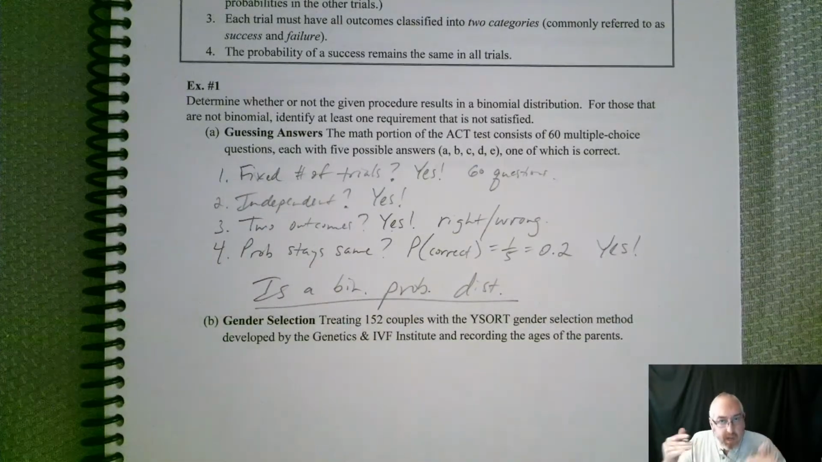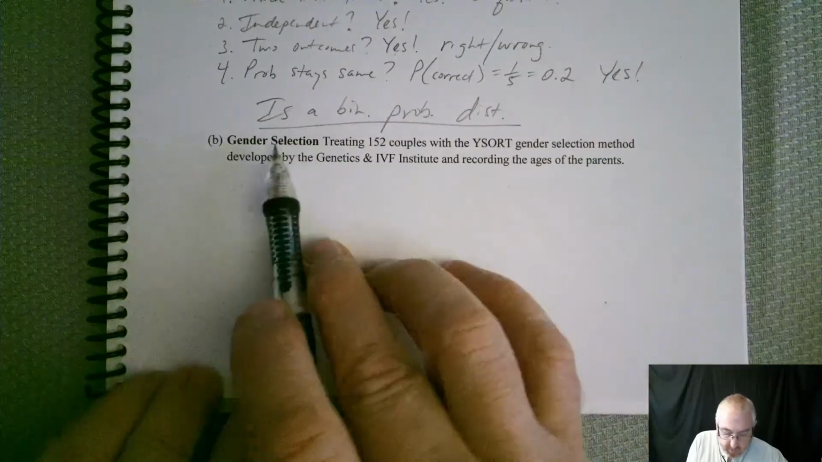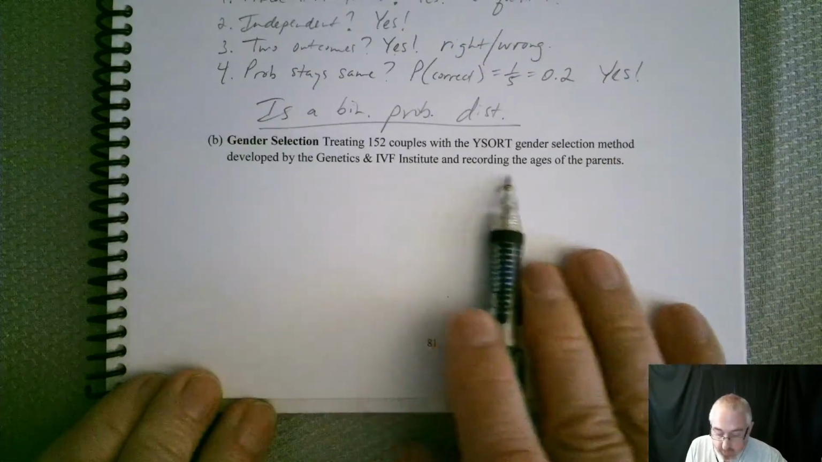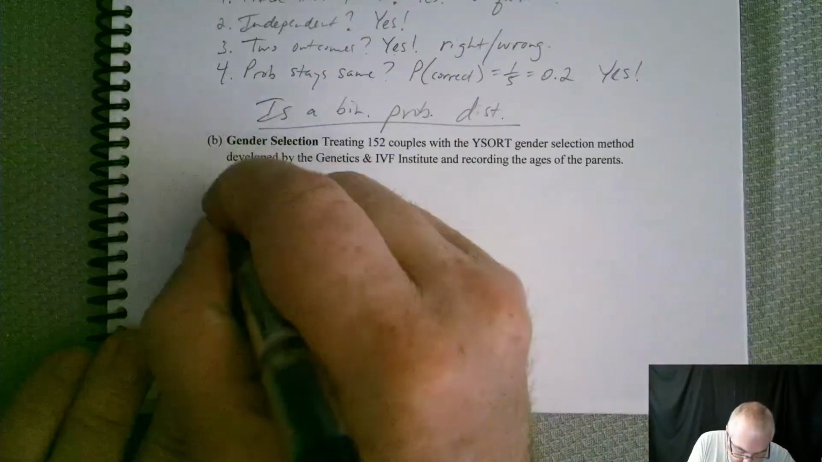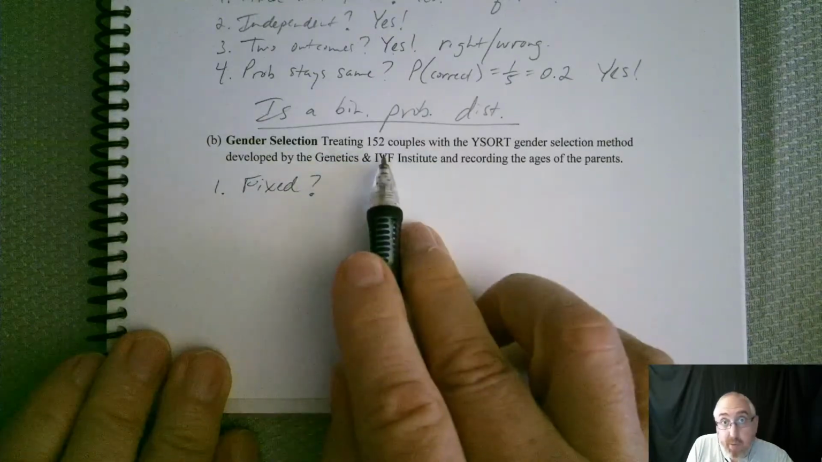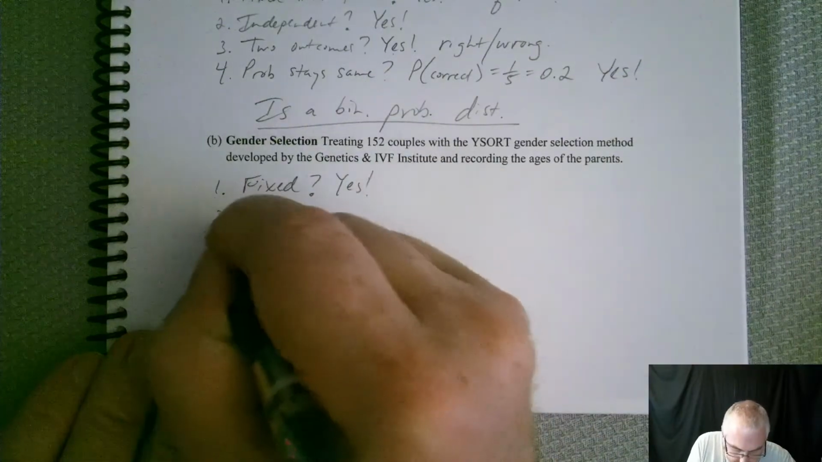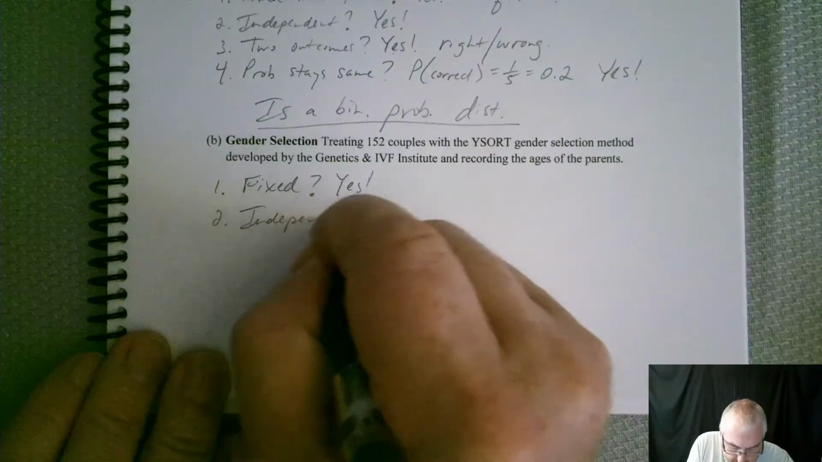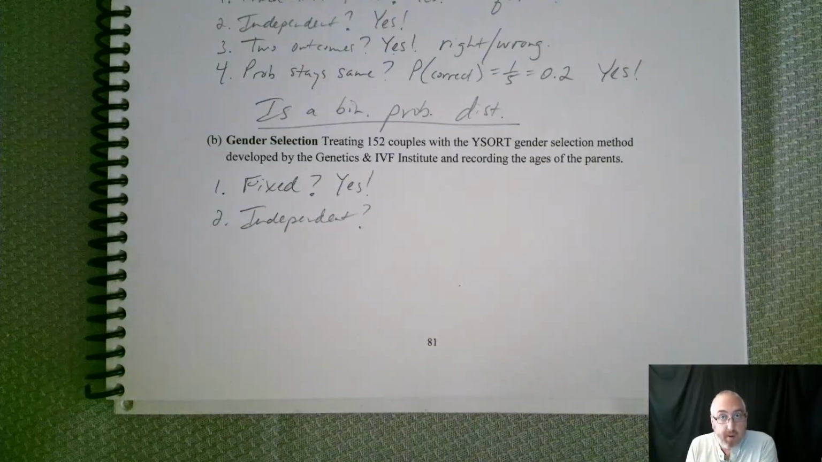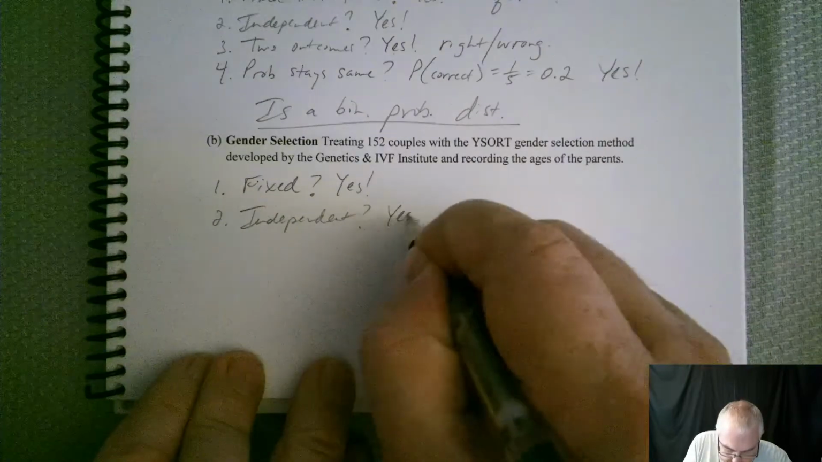All right. So you kind of see how you're supposed to check these. Let's just do one more just to make sure. So we got our gender selection: treating 152 couples with the Y-sort gender selection method developed by Genetics and IVF Institute and recording the ages of the parents. All right, so let's go through our list. So we got fixed number of trials. Well, there's 152 couples, so we can't do any more or less than that. So that's going to be a yes. How about 2, independent? So does the outcome from one impact the outcome from another one? They are totally independent. They're never going to impact each other, so this is going to be a yes.